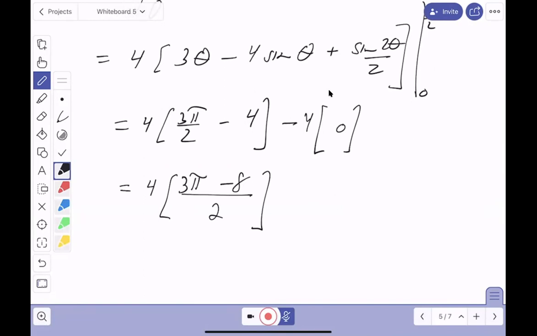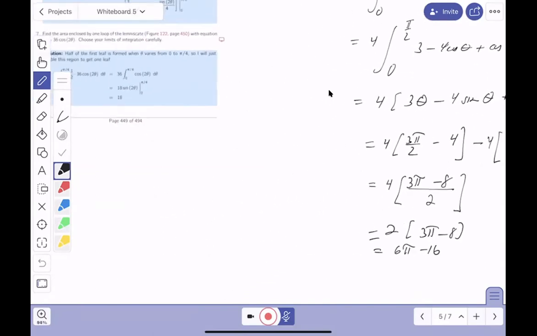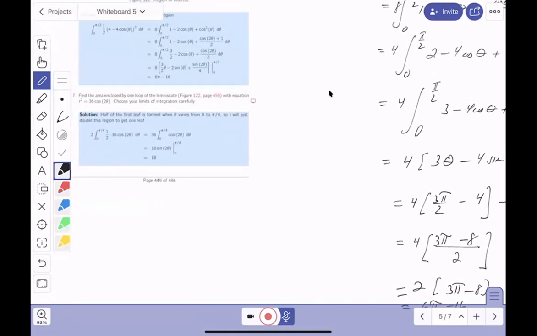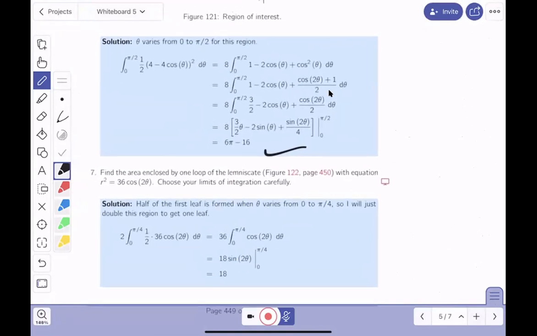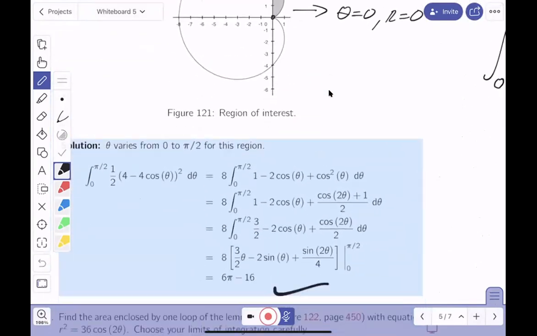And did I do that right? 3 pi minus 8? Yeah. Then what are you going to get? 2 times 3 pi minus 8, which is going to be, did I do that right? Yeah, I think so. 6 pi minus 16. Boy, I hope I didn't make a mistake. Oh, look at that. Miracle. I kid you not, miracle. That was a problem I didn't enjoy doing, actually.